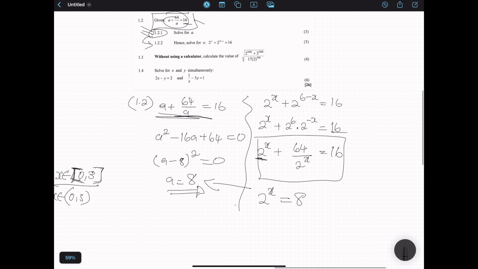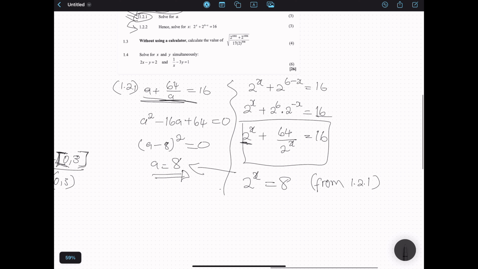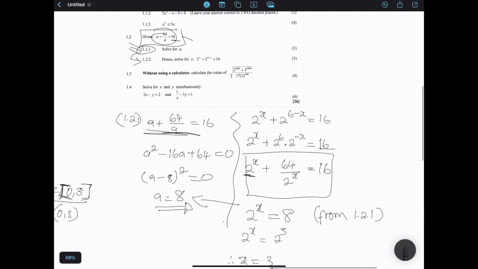Then you just simplify this. You have to write from which equation? From 1.2.1. Then after that, you just say 2 to the exponent x is equal to 2 to the exponent 3. Therefore, x is equal to 3. We were asked to calculate x, so that is what you would have done to get your 3 marks. Then we are done with that.